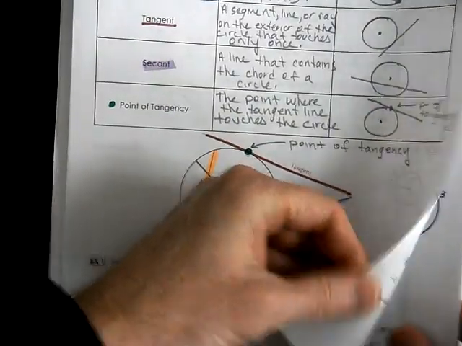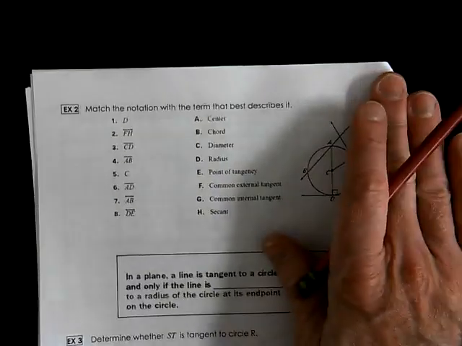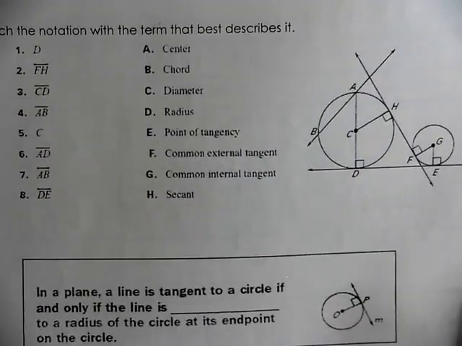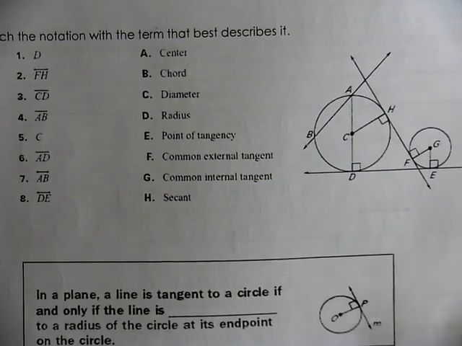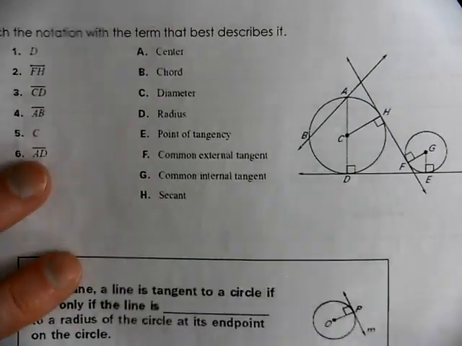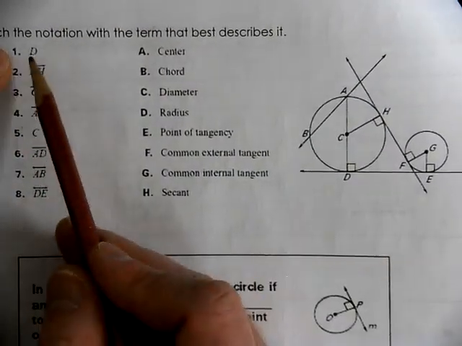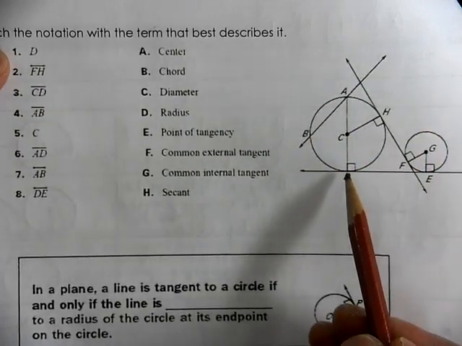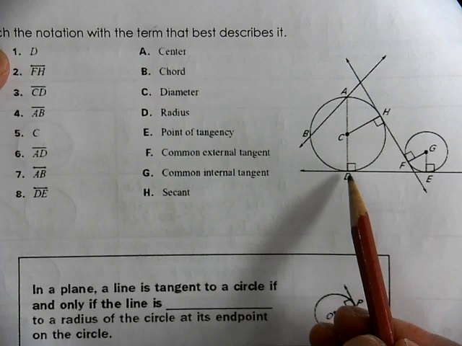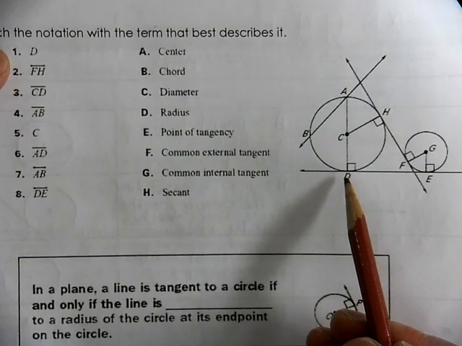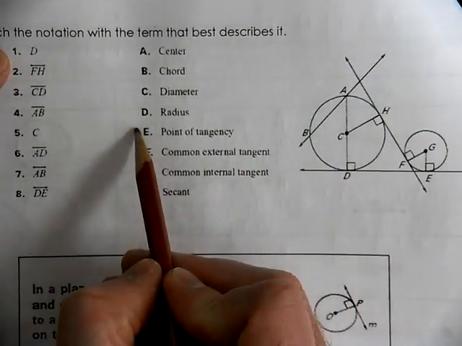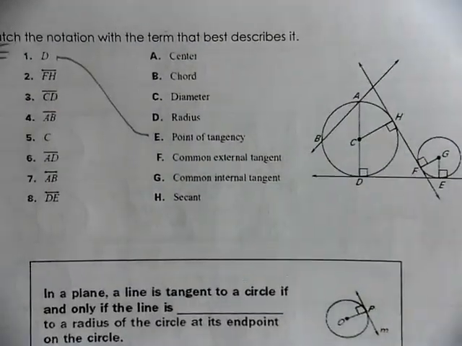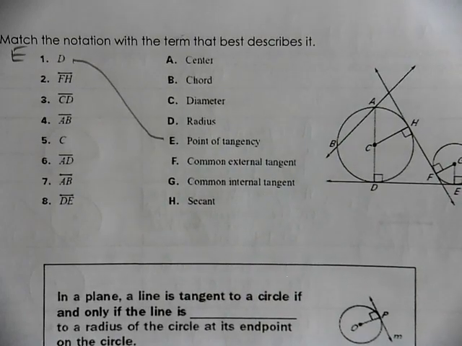We flip over. And we do it again. Now we're specifically matching. We have D. So we're going to find where D is inside our picture. D is this one spot standing out here all by itself. It's a single point. So that would be a point of tangency. Number 2.